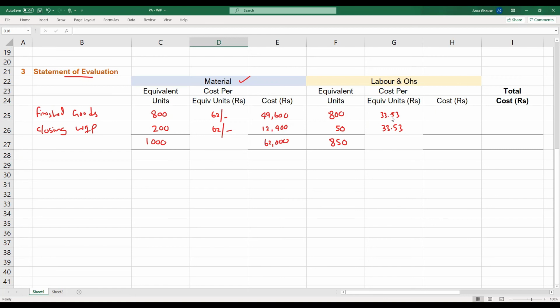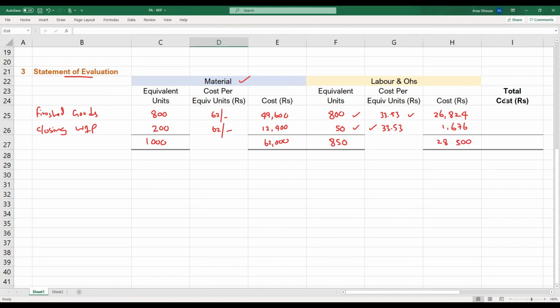With regard to labor and overheads, the equivalent units, finished goods, 800 times 33.53 will be 26,824. And closing work in progress 50 times 33.53, that will be 1,676. So therefore the total under labor and overheads will be 28,500.